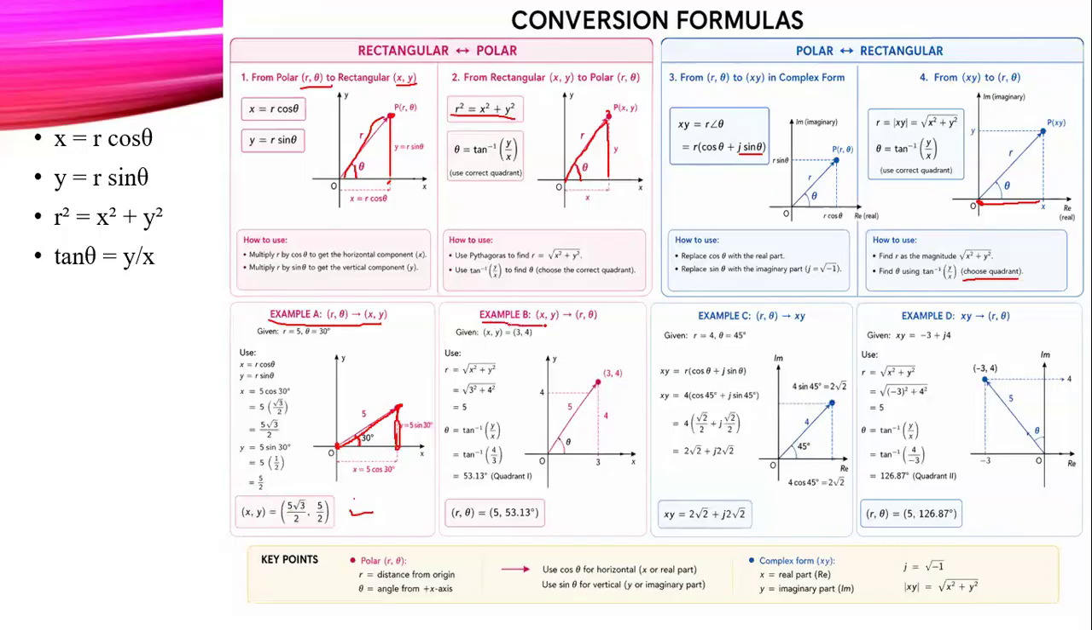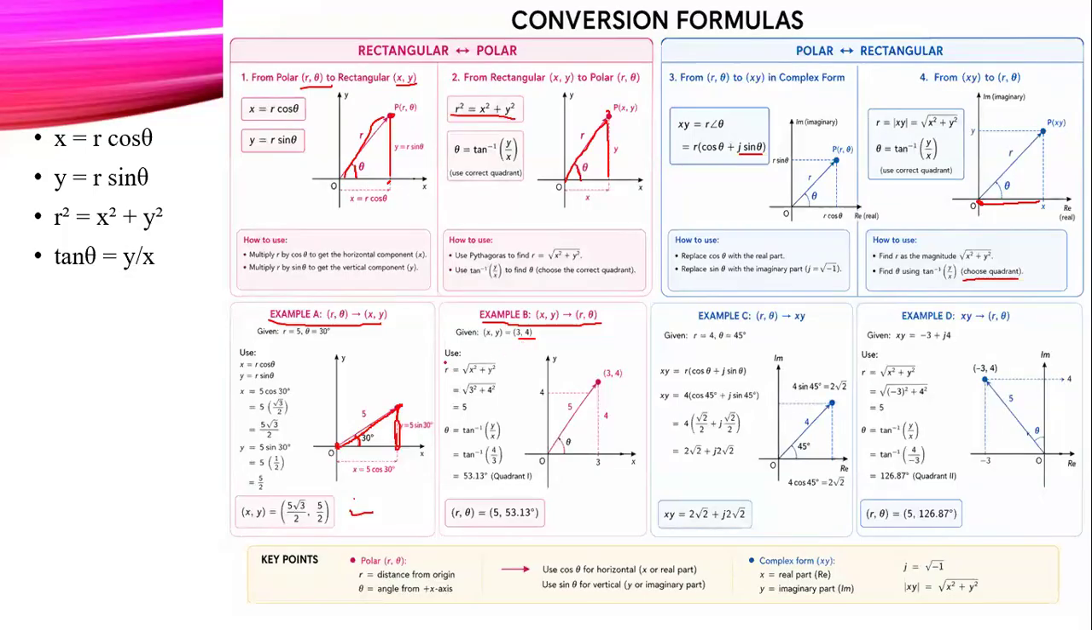Then we have another example here, which is example B, where we are given xy and we need to put it in the form of r theta. We need to find r and theta. So we are given xy is equal to 3, 4. So x is 3 and y is 4.